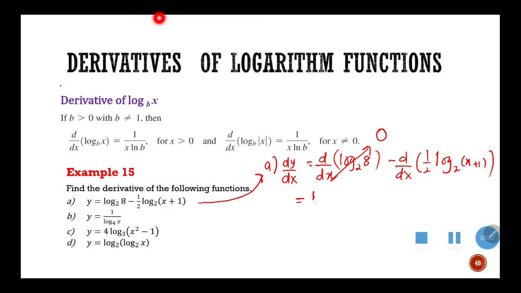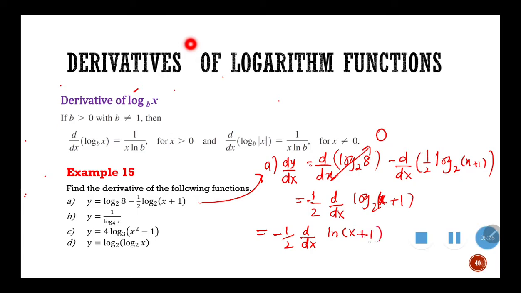Half is a constant, so we can put it outside. So I put the negative half outside: negative half d dx of log (x plus 1) base 2. And the same approach like what we did earlier, we use the change of base formula. So we make log base 2 into ln. According to the property, it becomes ln (x plus 1) over ln 2.